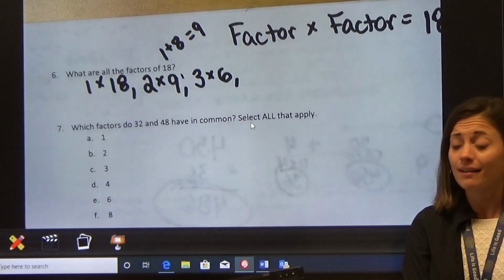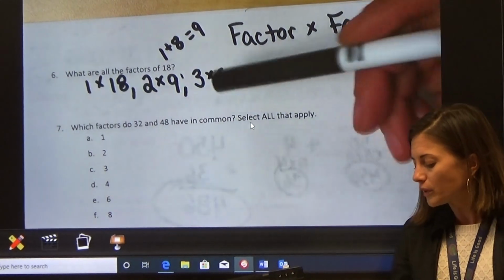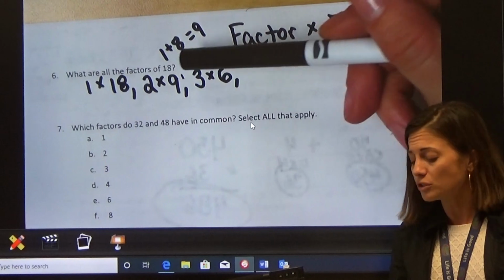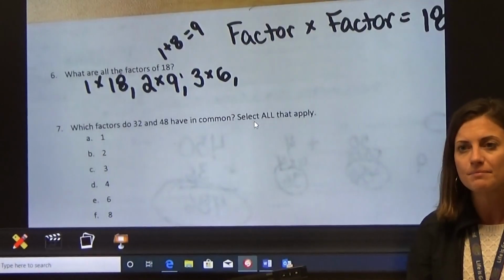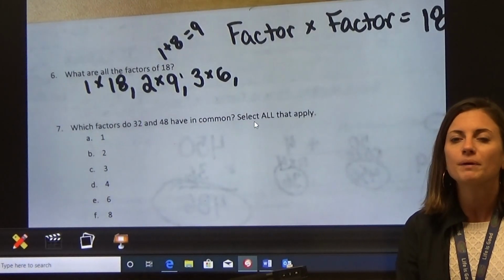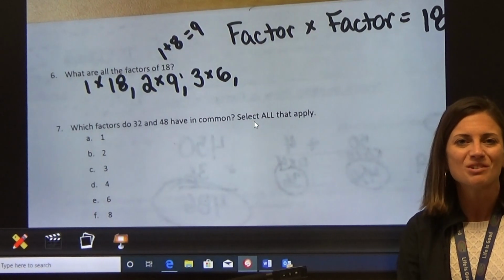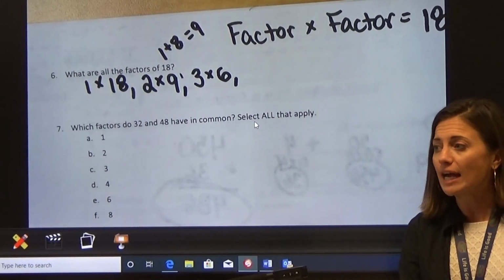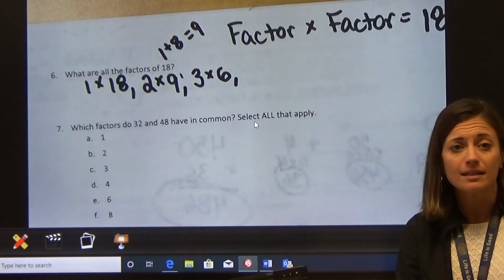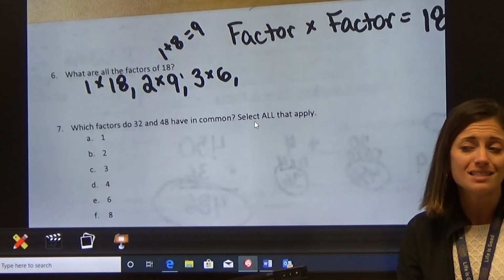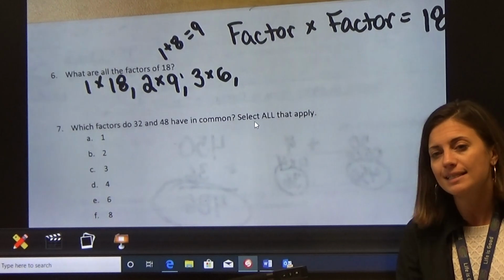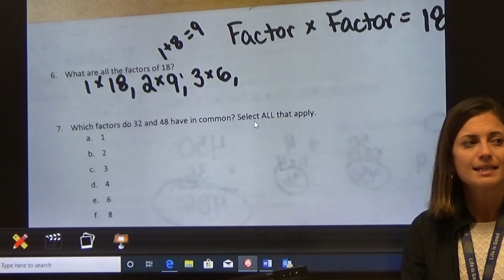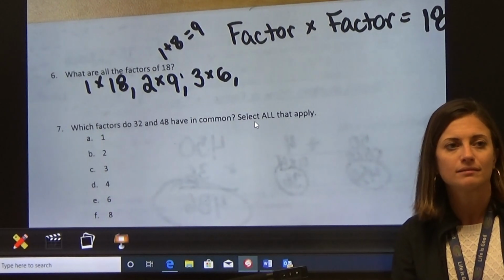So we are back. We just left off with checking 3 times 6. We said that was a factor of 18. We checked 5, but 18 doesn't end in a 0 or a 5, so 5 is not a factor. So the next factor I would check is 6. Is 6 a factor of 18? What does my class think? Is 6 a factor of 18?